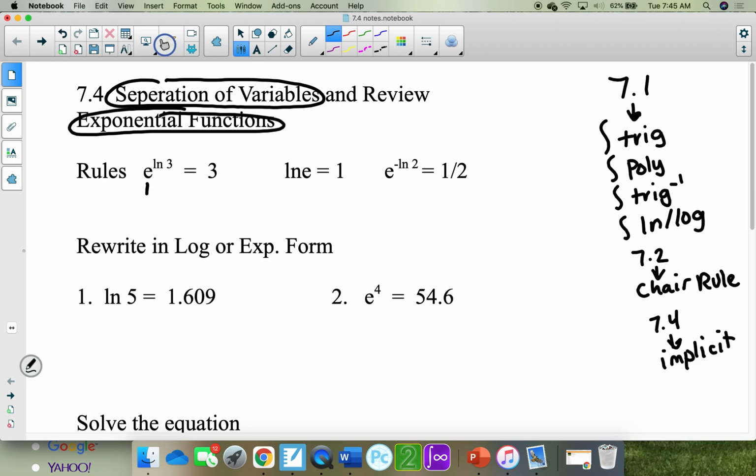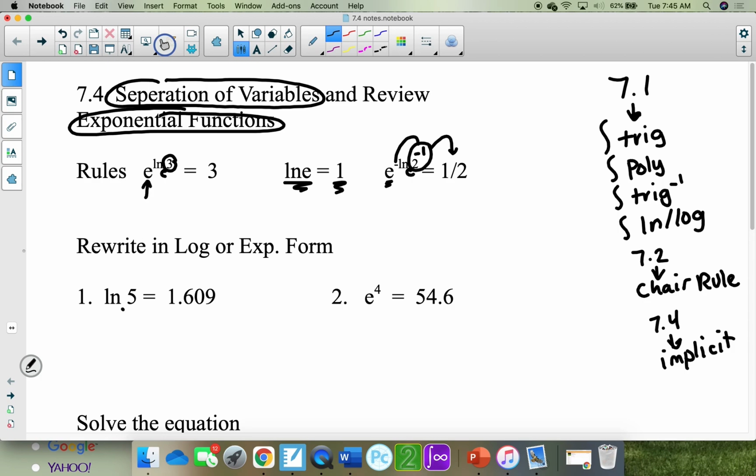If you have an e right here, there's also an e right here. It's automatically a 3. The natural log of e is equal to 1. Again, if you have an e here and an e here, this little negative sign can come up here, so 2 to the negative 1 is 1/2. So those are some quick little rules.